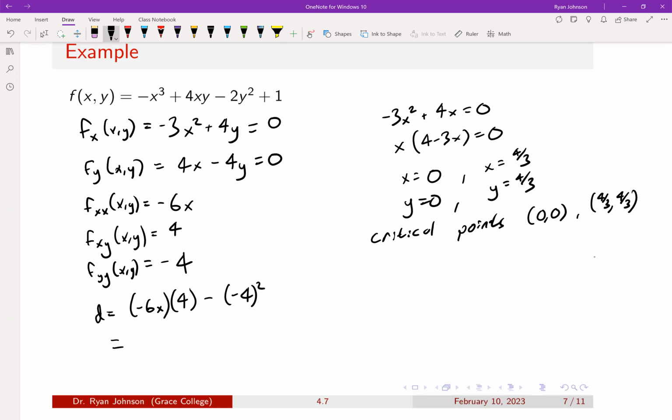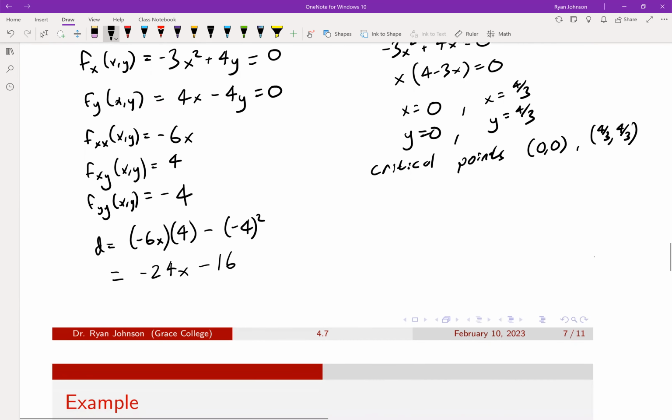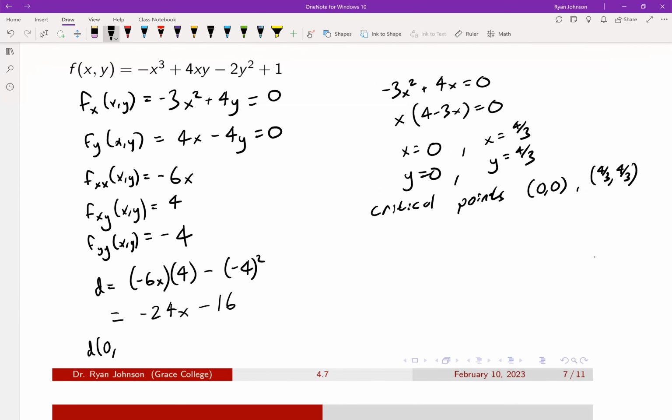So that's equal to negative 24x minus 16. So D of (0, 0) will be negative 16. And D of (4/3, 4/3), well, that will be, plugging in 4/3 to 24, 24 divided by 3 is 8, times 4 is 32.